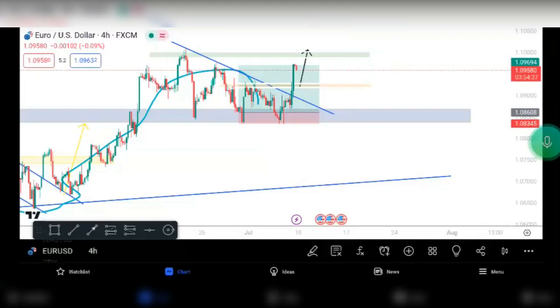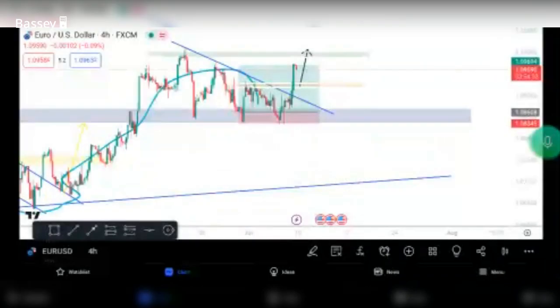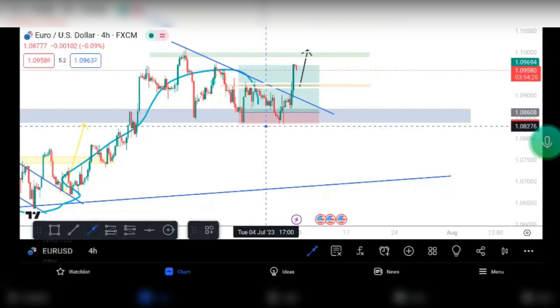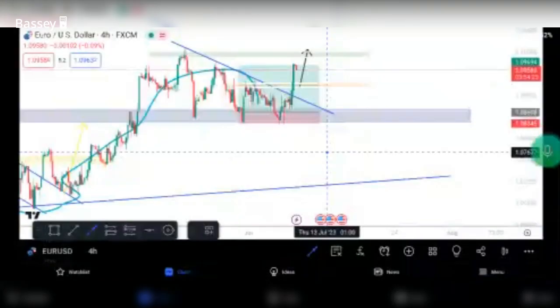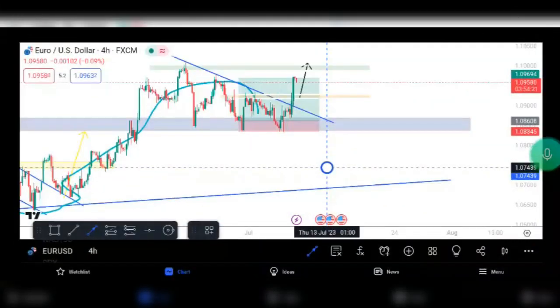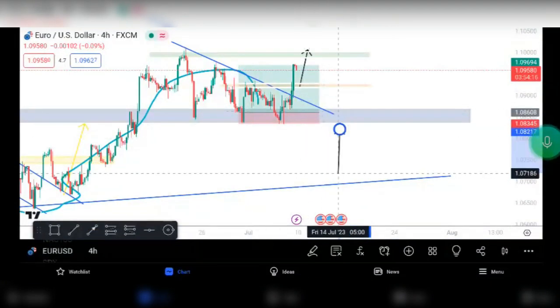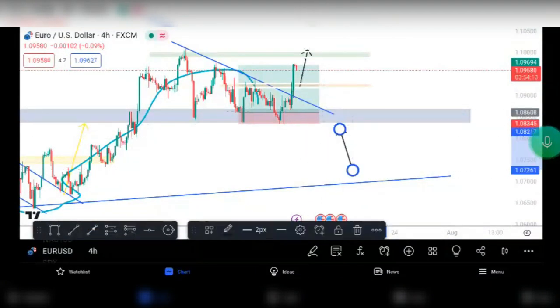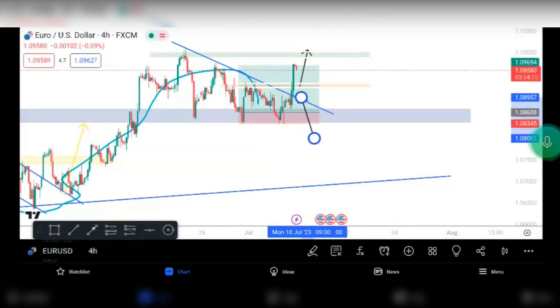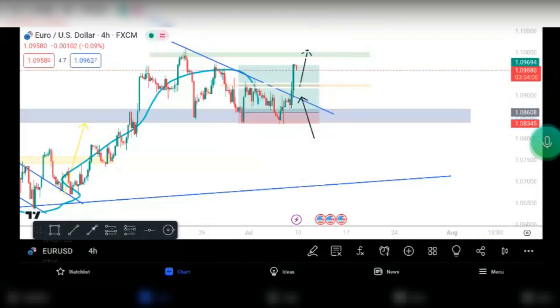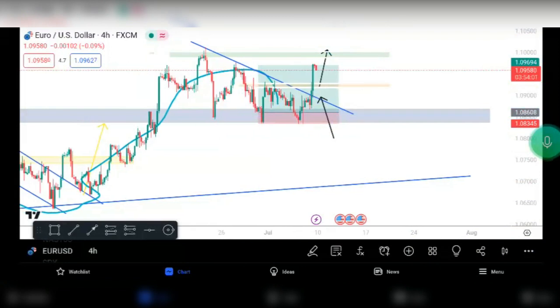The market may not be able to retrace much. Even if it's going to retrace, the only retracement it is going to have is to come back down to this zone here. That's where the market is going to come back down to, to test this trend line again before going up.